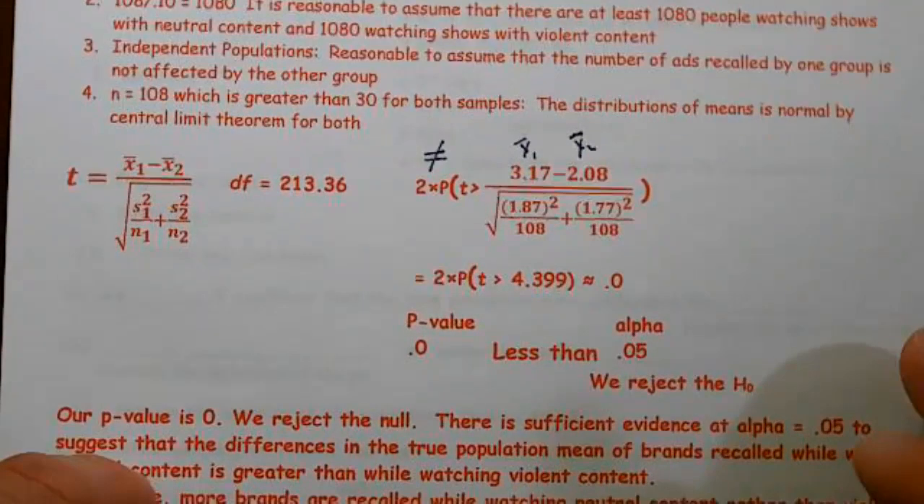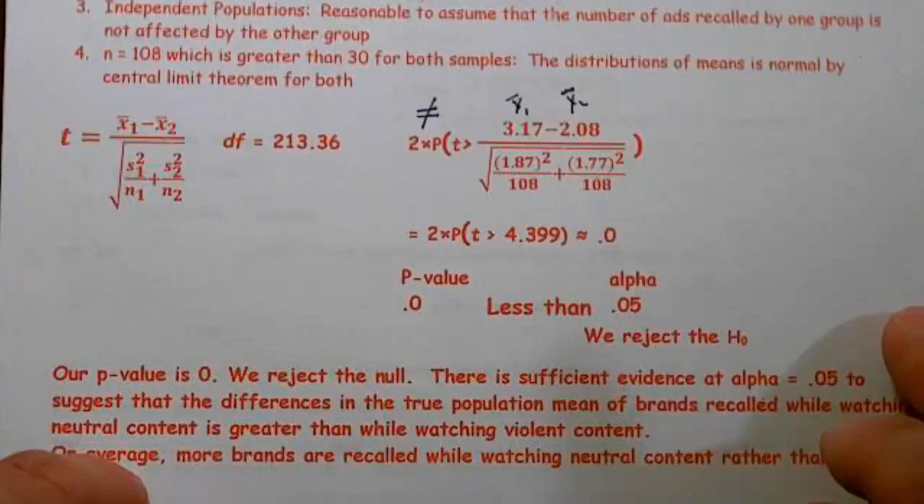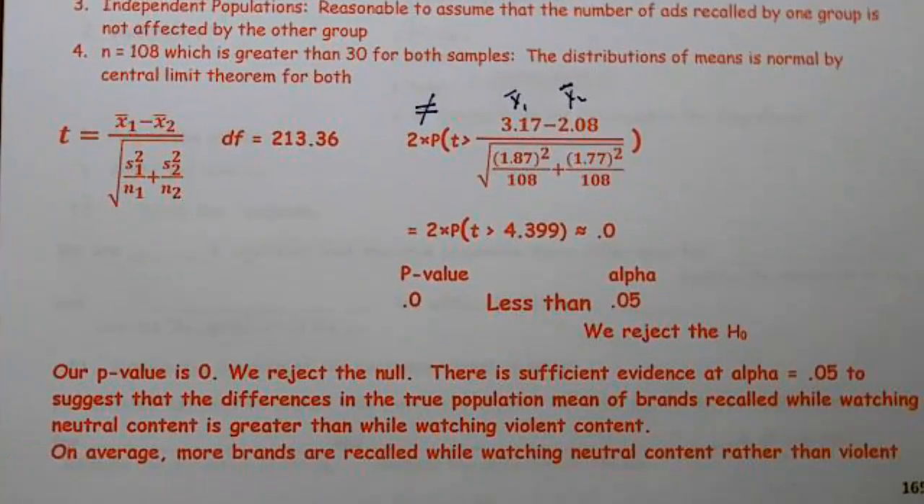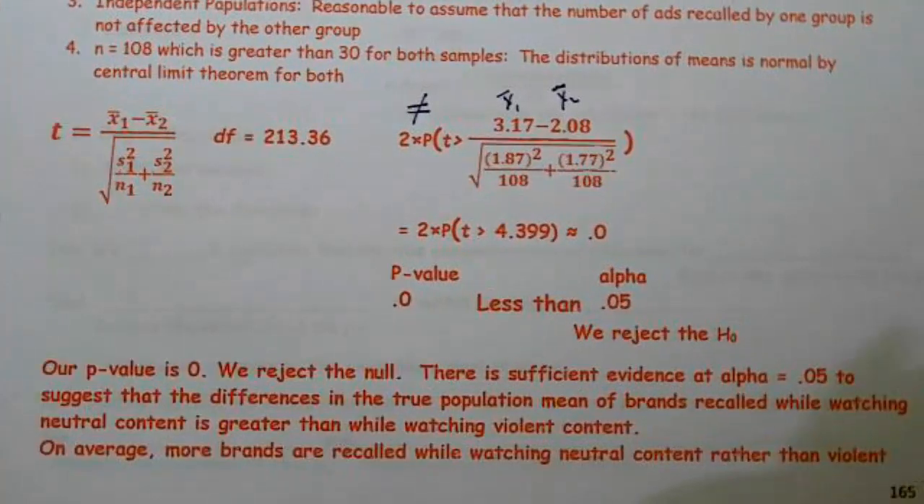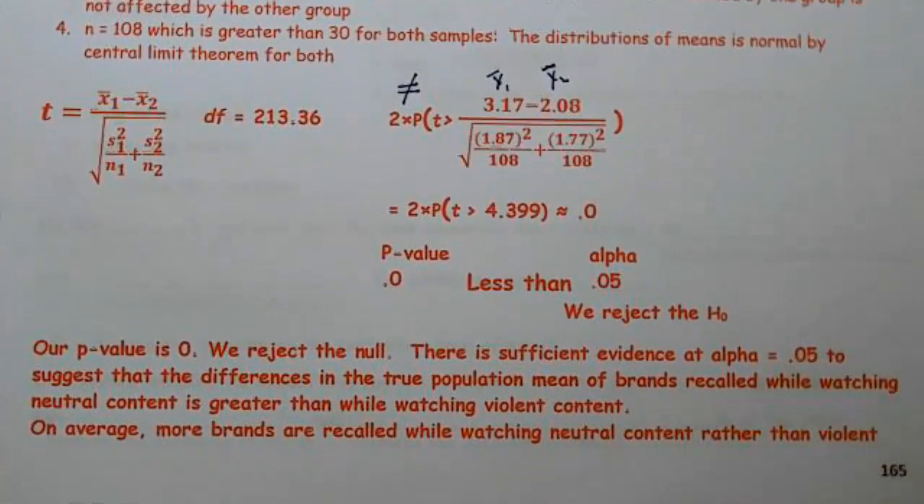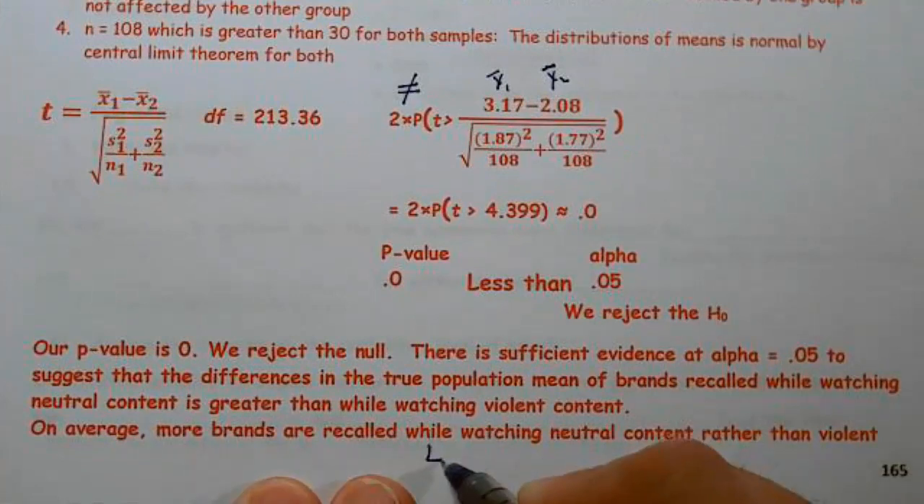Less than 0.05, we reject the null. There is sufficient evidence at alpha equal 0.05 to suggest the difference in true population mean number of brands recalled while watching neutral content is greater than watching violent content on average. And we always have to have this simplified from now on. I want you to write it simplified.